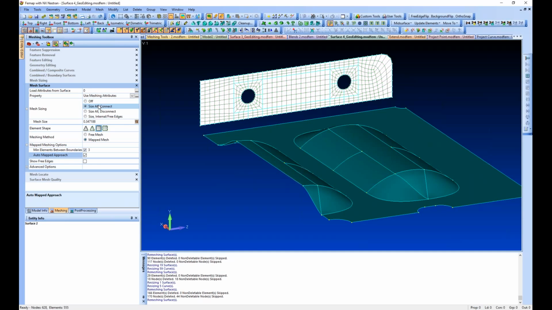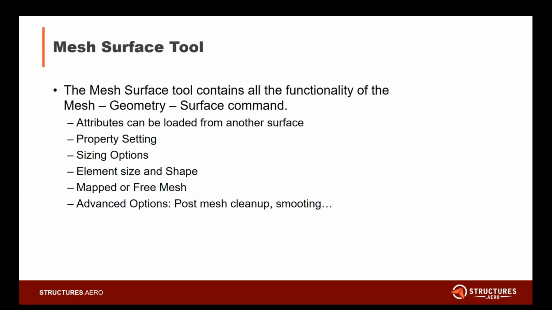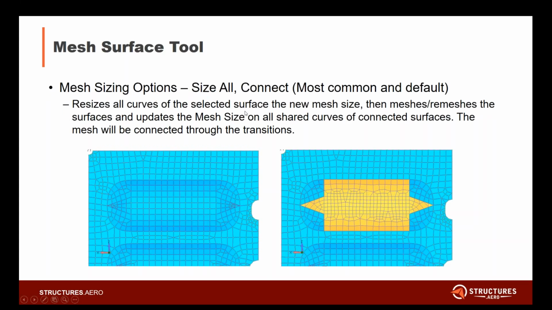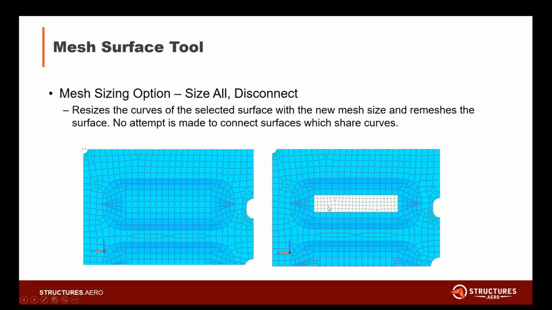So the most common mesh sizing up here is the size all connect. So we'll leave that there. I've got some examples in the slide deck of what this means. If you turn the mesh sizing options off, it will allow you to change the element shape, the meshing method, or any advanced options without changing the element size. Size all connect, again, most common and default, resizes all the curves and the adjacent surfaces as well that share curves. And then size all disconnect will allow you to change the mesh size, remesh the surface, but it makes no attempt to connect it up.